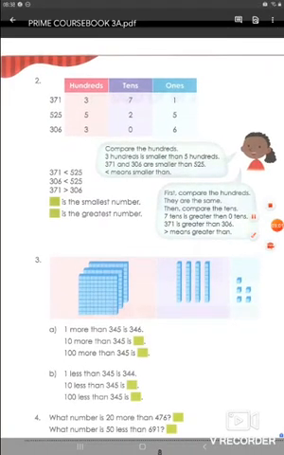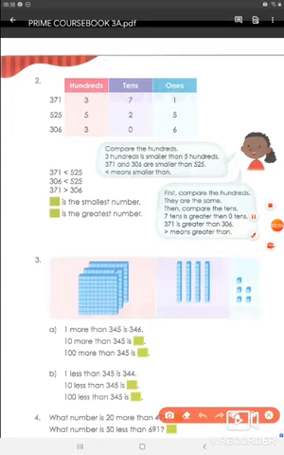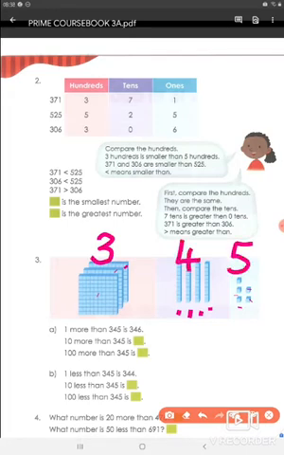3a says there is 1, 2, 3 blocks of what? Yes, hundreds. And 1, 2, 3, 4 tens, and 1, 2, 3, 4, 5 ones. So we have 345. Now what is one more than 345? So then we're going to add one more to the ones, yes? So now we have 346.